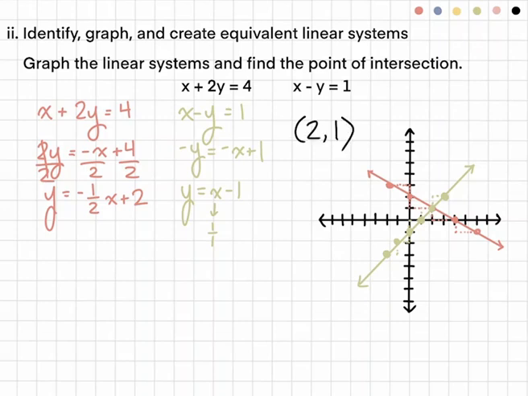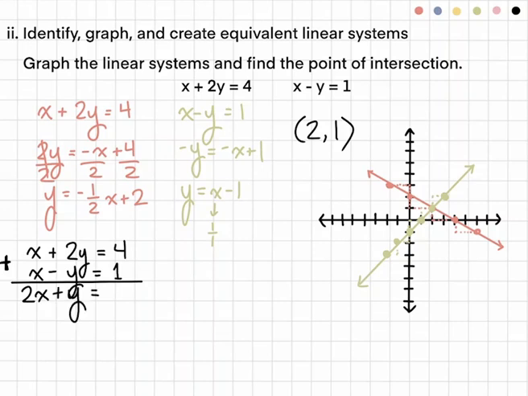Now what we're going to do is we're actually going to create an equivalent linear system. Let's do so by adding. So I'm going to take my two equations that I got here, and I'm going to write them one on top of the other, almost like an interesting addition problem. Let's just say we were adding these two together. x plus x would give me 2x, 2y plus 2y minus y, we would just get y. And then 4 plus 1 is 5. Let's rearrange this and graph it.